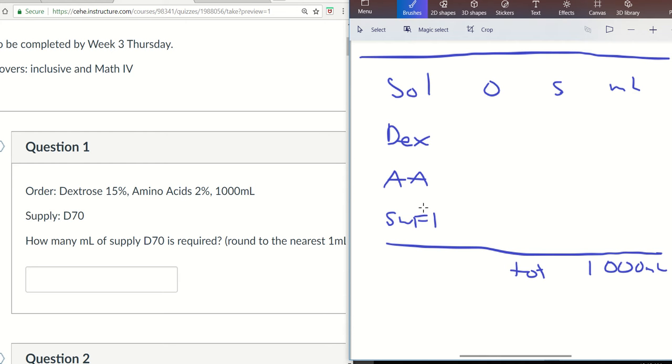All right, let's fill in our orders. For dextrose, the order is 15%. For amino acid, it is 2.